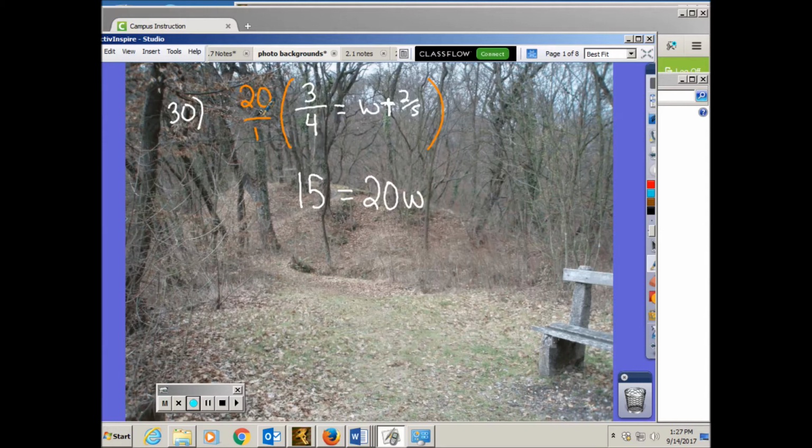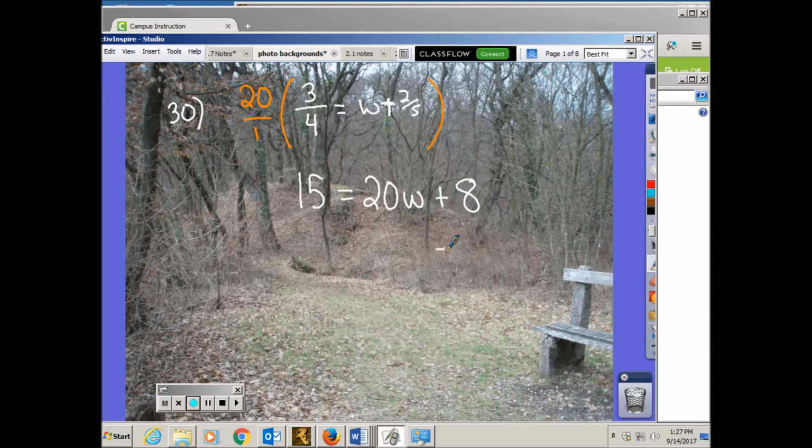20 times 2, 40. Divided by 5 is 40 divided by 5. Oh, that's okay. I believe it's 8. If you're not sure, 20 divided by 5 is 4 times 2 is 8. Now I have a two-step equation that has no fractions. That's why it's called clearing the fraction.